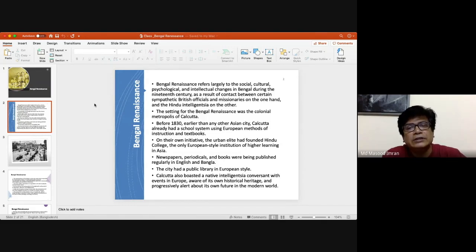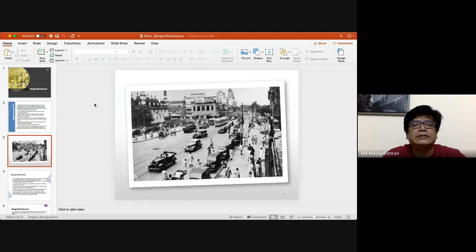The setting for the Bengal Renaissance was the colonial metropolis of Calcutta. So how was Calcutta at that time? In this photograph, you can see how Calcutta looked in the 19th century. It was one of the biggest metropolitan towns of that time in all of Asia. In a true sense it was a metropolitan town, and it was so modernized at that time that you won't find its like anywhere in Asia or in any other country.